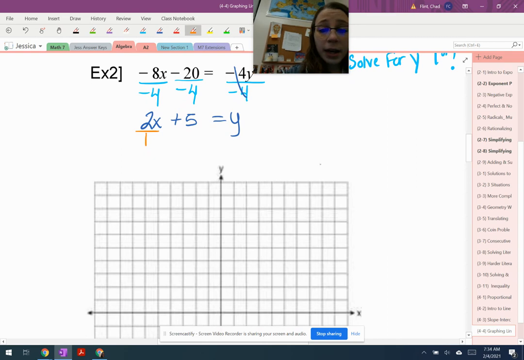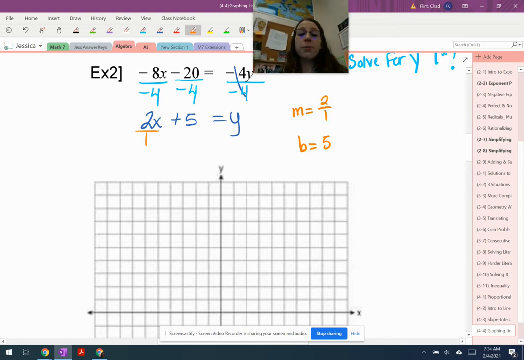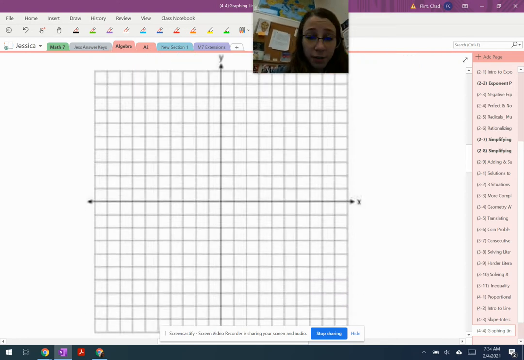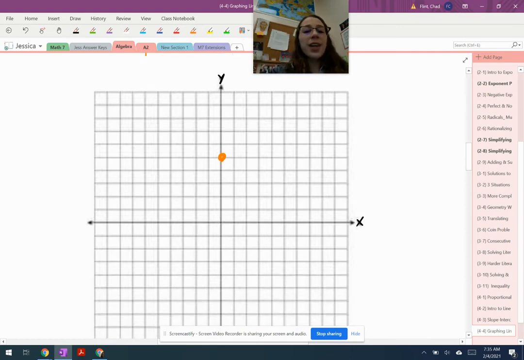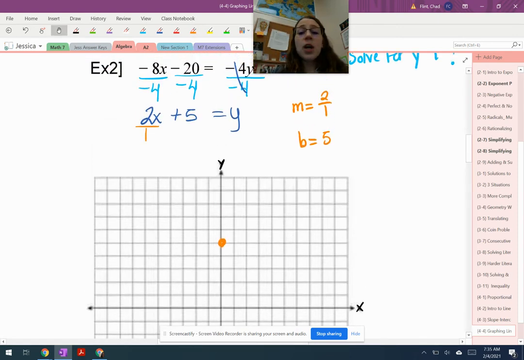So my b value, or my y-intercept, is 5, and my slope is that 2 over 1. So I'm starting off at 5. 1, 2, 3, 4, 5. That's a +5 on the y-axis. Easy to remember because the y-axis goes up to the sky. Y to the sky. I know, I'm funny. So my slope is a +2 over 1.